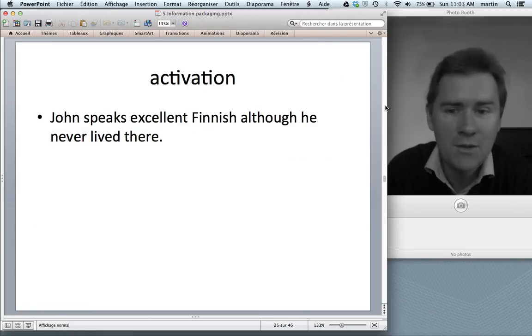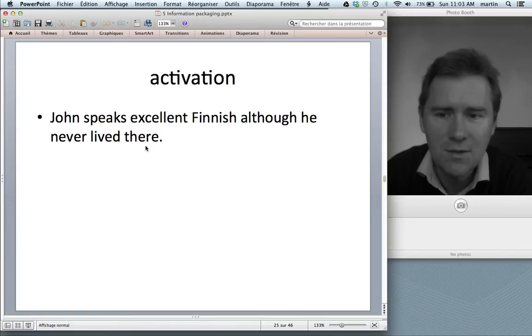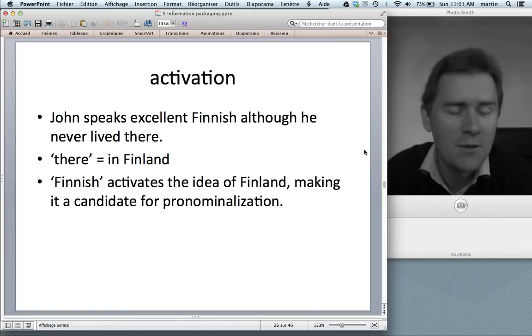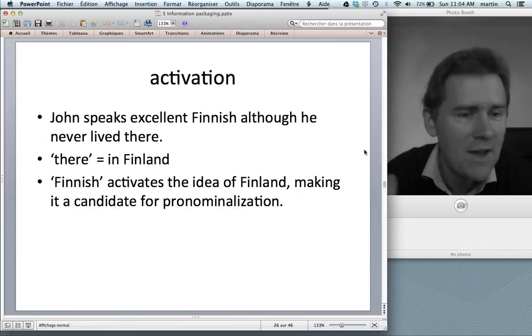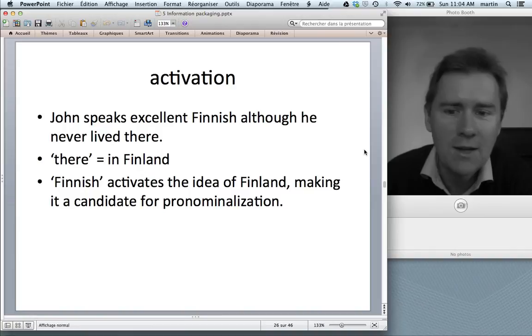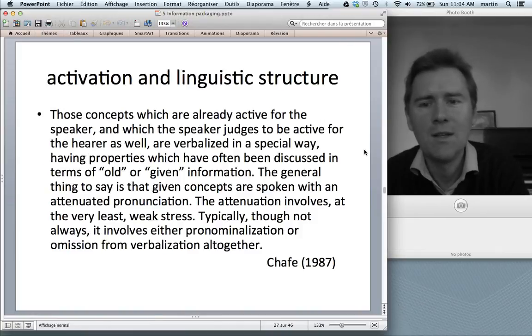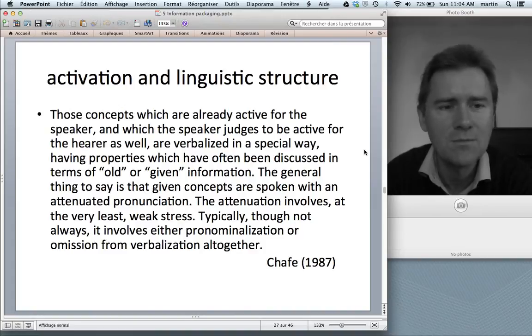Here's an example of activation. John speaks excellent Finnish, although he's never lived there. Notice that this little word here, there, refers to in Finland. And remarkably enough, Finland has never been mentioned in this video. But nonetheless, I was able to pronominalize it and you got it. So that means that something must have activated this idea of Finland in your mind. And surprise, surprise, Finnish, duh. Finnish activates the idea of Finland, making it a candidate for pronominalization. Activation has very characteristic repercussions for linguistic structure, mostly pronominalization, definiteness, but also omission.